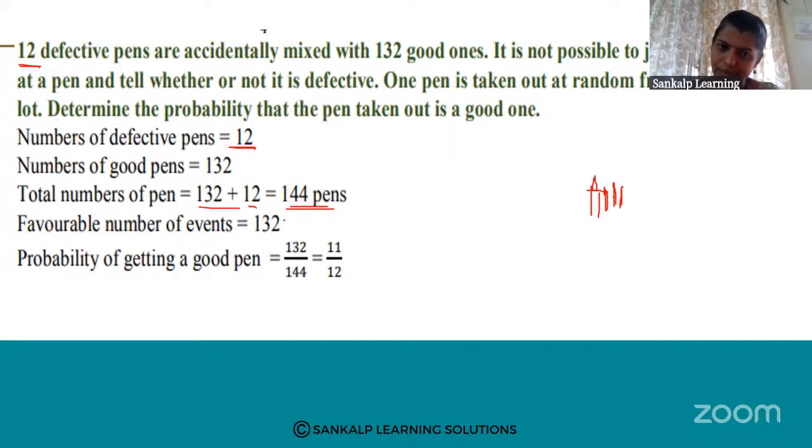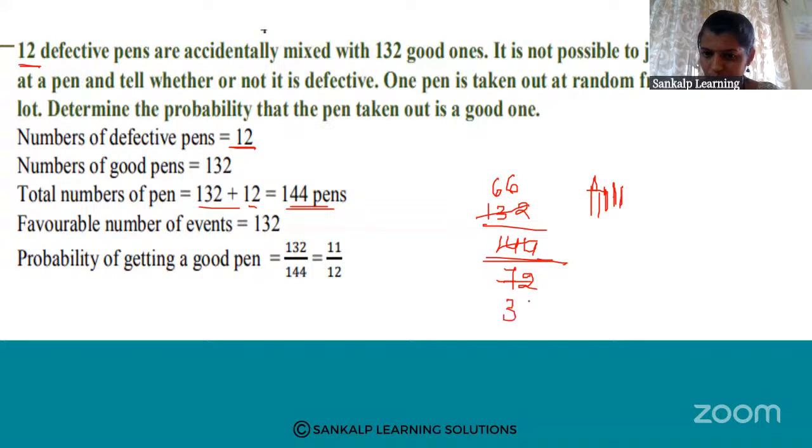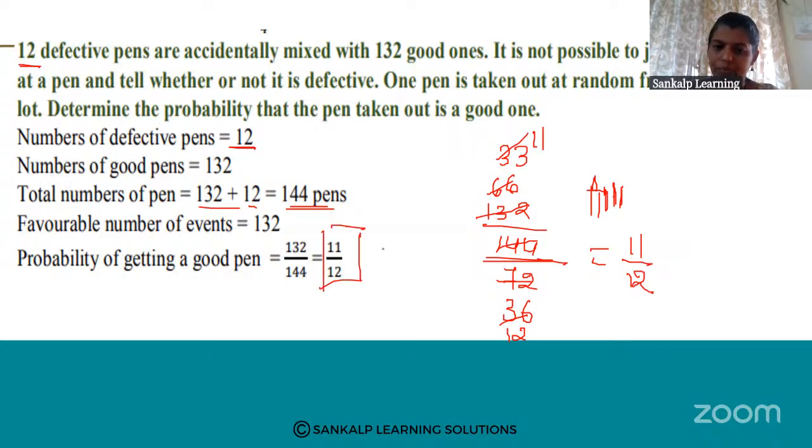Favorable number of events. So favorable number of events means determine the probability that the pen taken out is good one. Good one ಎಷ್ಟಿದೆ ನಮಗೆ? 132 ಇದೆ ಅಲ್ವಾ? So 132 divided by total number of pens is 144. Okay. So now 2 sixes are 12, 2 sixes are 12... finally you will get 11 divided by 12. This is the probability of taking good one.